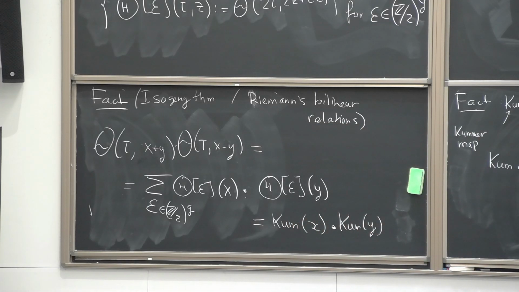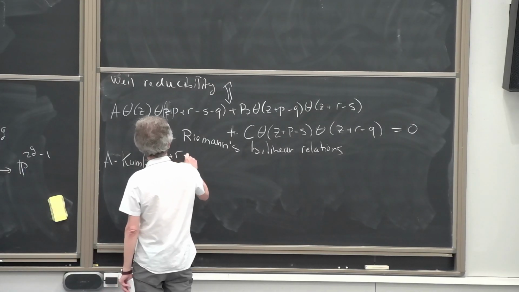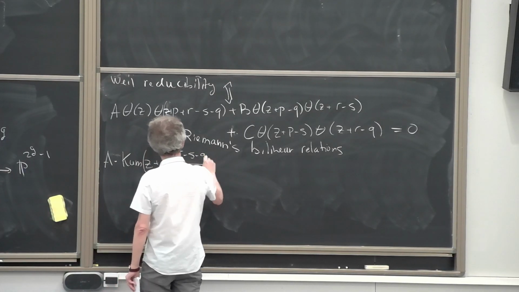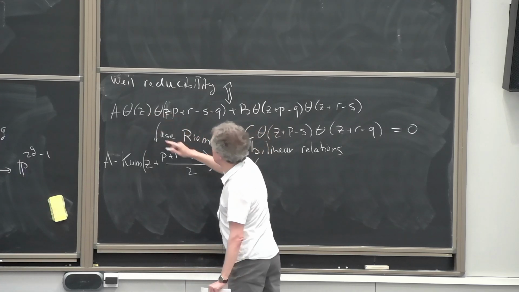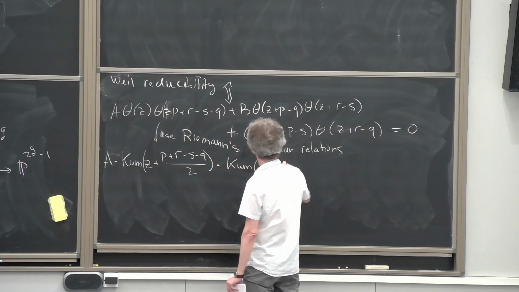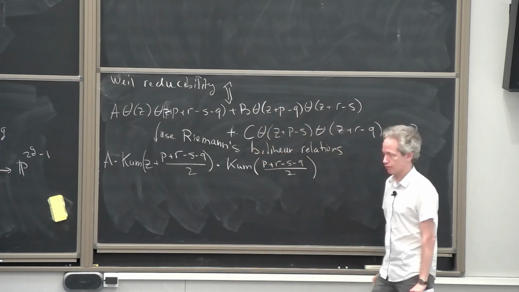So this will be the Kummer of the half sum. So the half sum will be z plus p plus r minus s minus q over 2 dot Kummer of the half difference. The half difference, the z cancels, so I just get p plus r minus s minus q over 2. Okay?